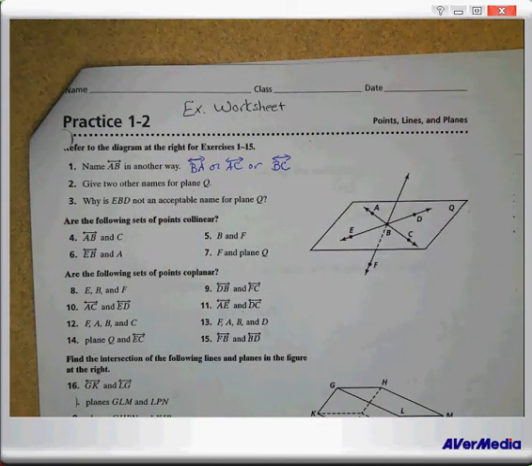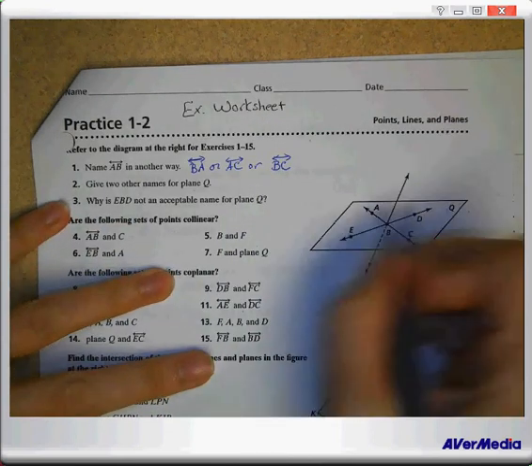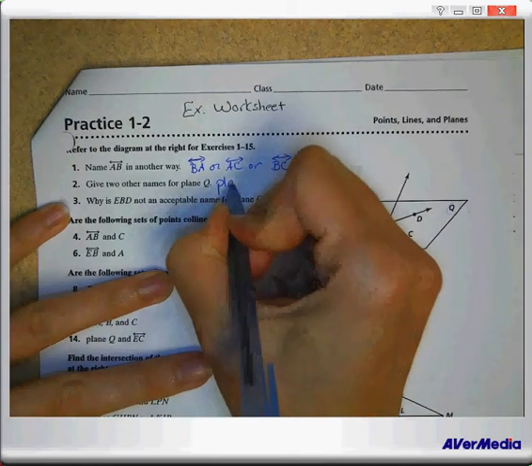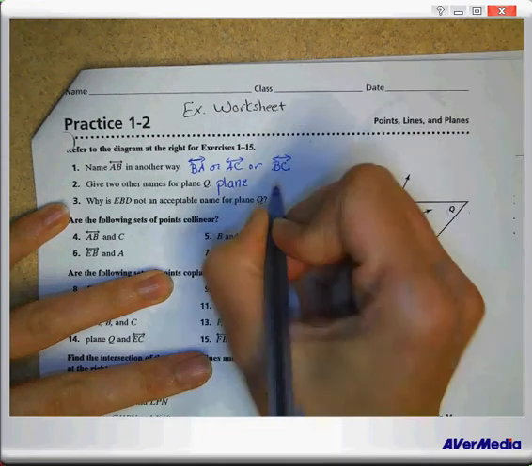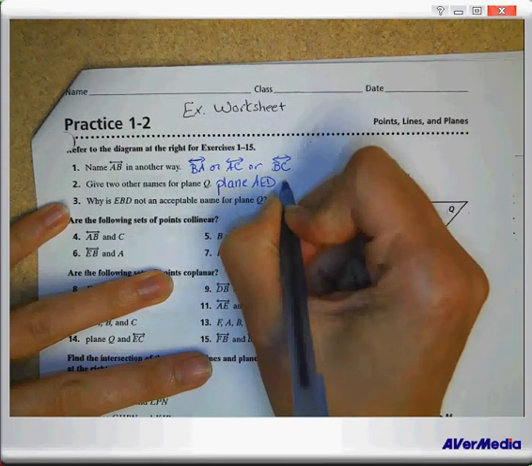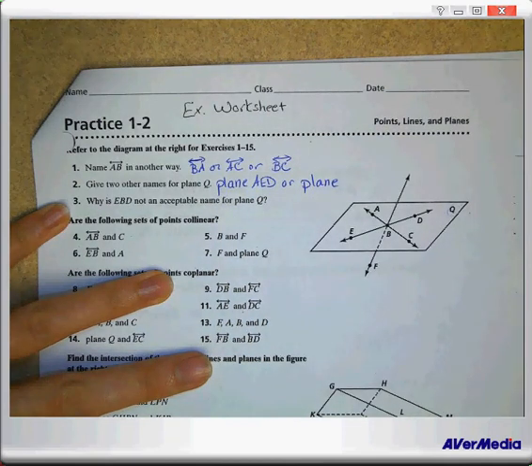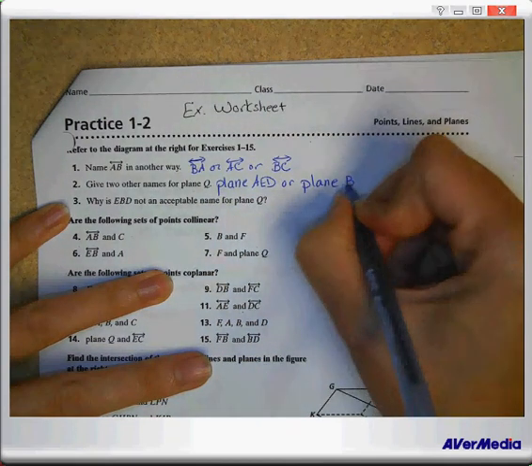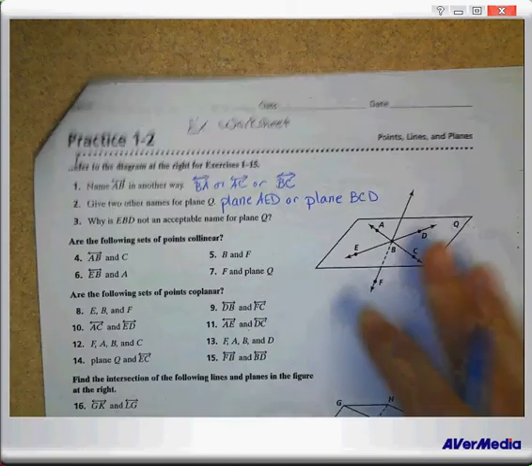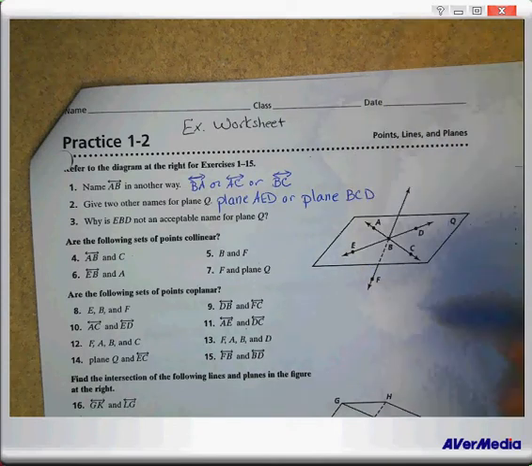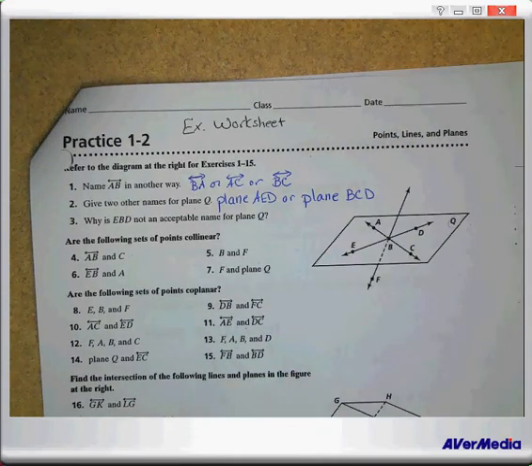All right, let's find another one. Let's do part 2. It says, give 2 other names for plane Q. Okay, 2 other names for plane Q. So here's plane Q. I just need 3 non-collinear points. So I'm going to go plane AED. Or you can go plane, how about BCD? For some reason, I'm liking that one now. I cannot use F. F is on the line that's going through the plane. It's just kind of like stabbing it, so don't do that.